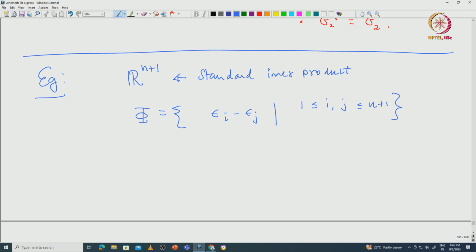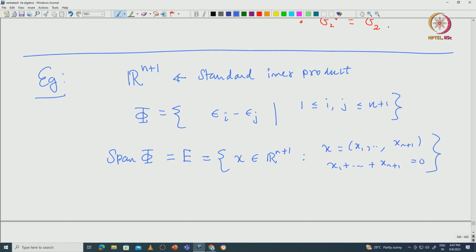Note that this can also be identified inside a smaller space, because we want the span of Φ. Let us compute the span of Φ. Even though this is living inside R^(n+1), some of the coefficients are 0. So the span of Φ is going to be E, the set of those x in R^(n+1), written as x = (x1, ..., x_(n+1)), such that x1 + ... + x_(n+1) must be 0. This is going to be your Euclidean space. Then you can think of Φ as a root system inside this E.